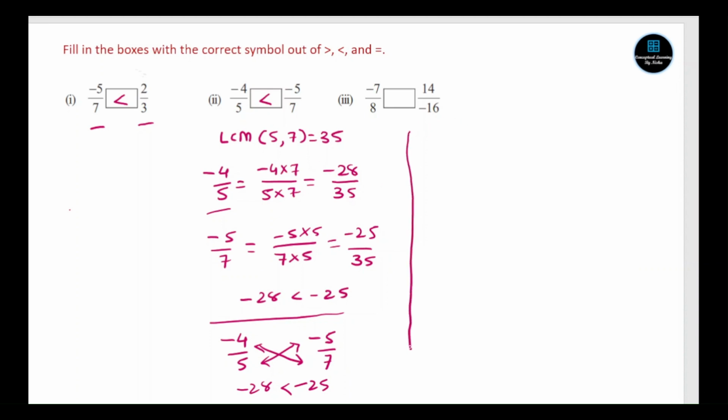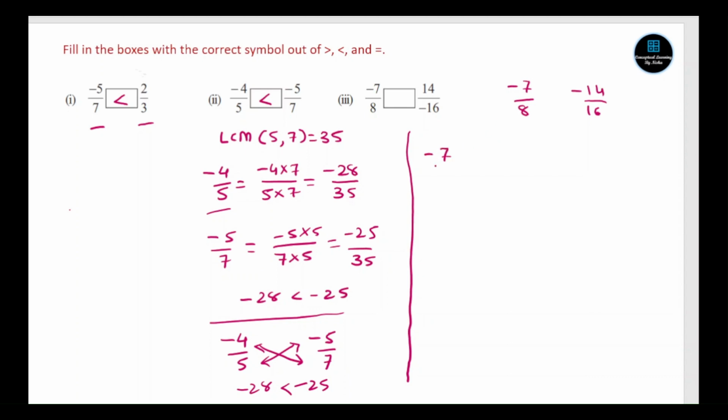Okay. Now let's solve the third one. Now what do we get here? First of all, let's convert the denominator into a positive form. So the numbers are minus 7 upon 8 and minus 14 upon 16. Now we have to make the denominator same to compare them.